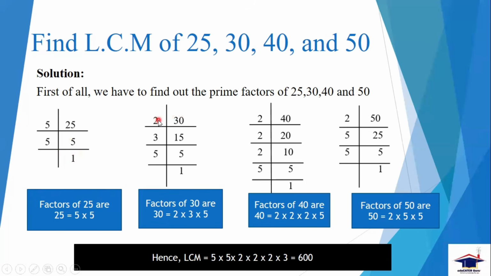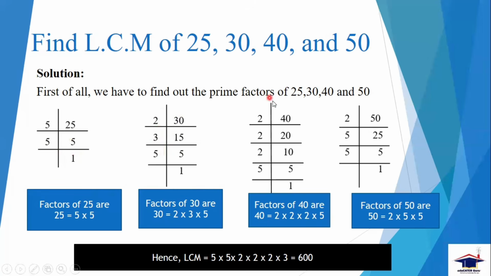Then 30. 30 is divisible by 2. 2 15s are 30. Then 3 5s are 15. 5 1s are 5. So factors of 30 are 2 into 3 into 5.